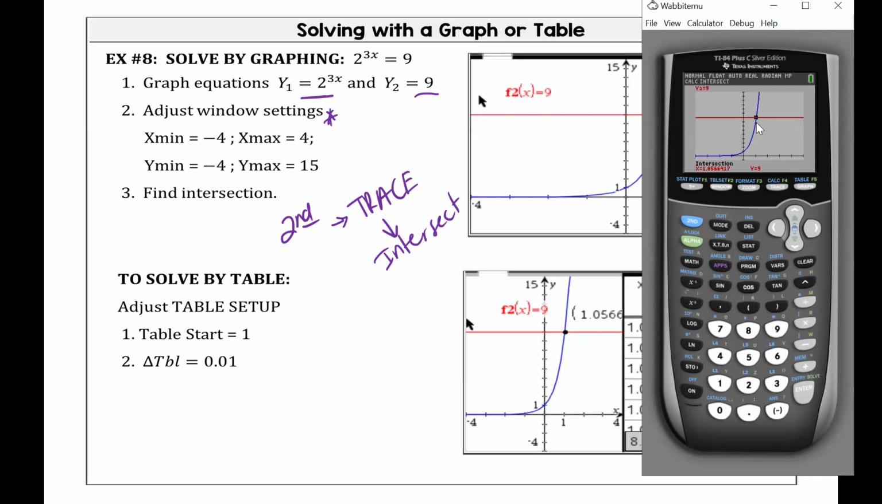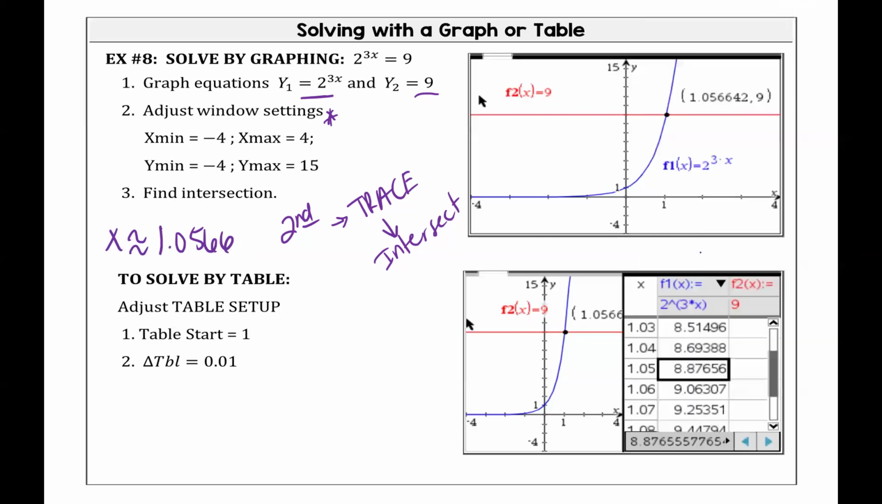This is where it intersects at 1 and some change. So now I know x. So now I can say the value of x is approximately 1.0566. That's going to be my approximate value. Okay, and that's it as far as with the calculator.